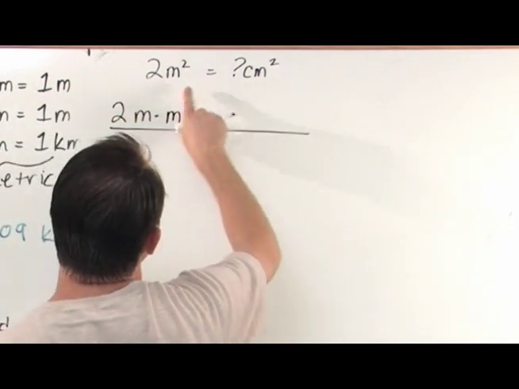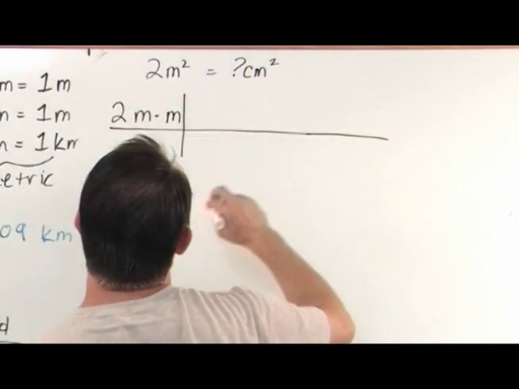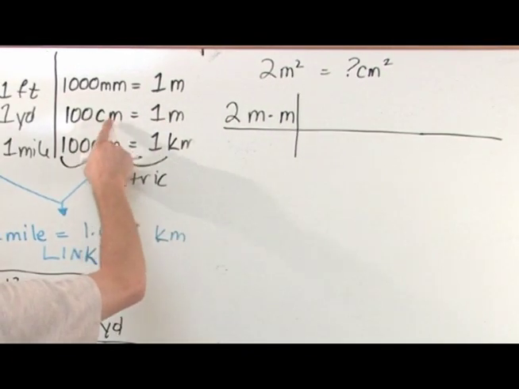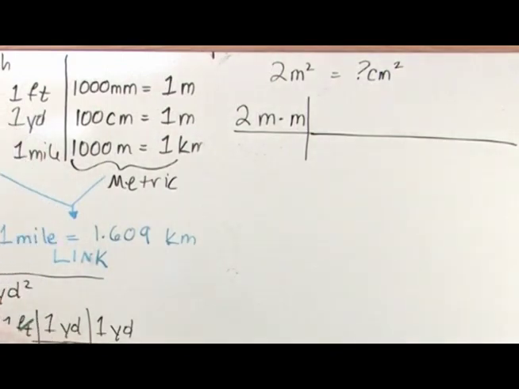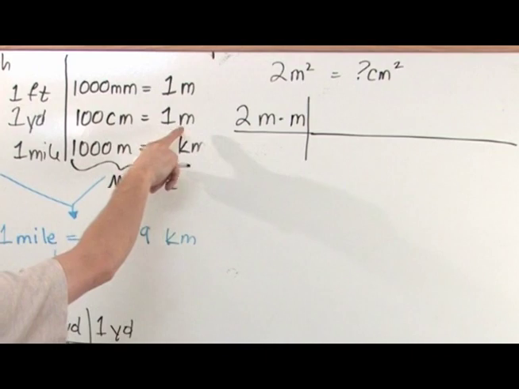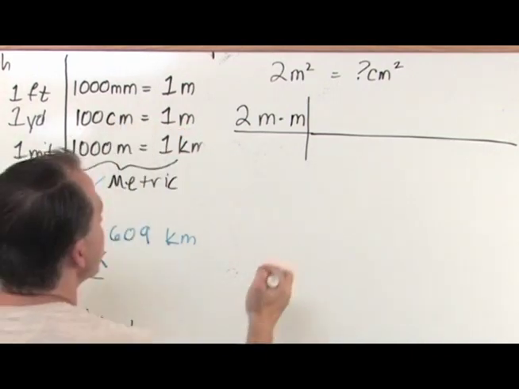We're going to write our square units of area down as unit of length times unit of length, and we're going to find out, do we know how many centimeters are in a meter? And we do. So we're going to say that 100 centimeters is equal to 1 meter. So we have the conversion factor that we need, and we write it like this.